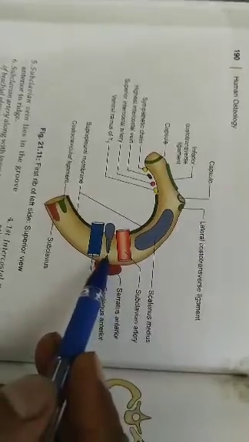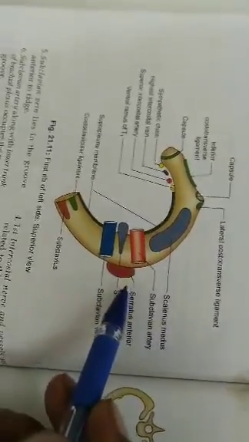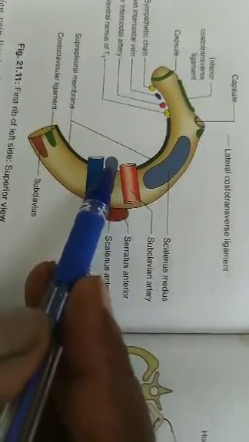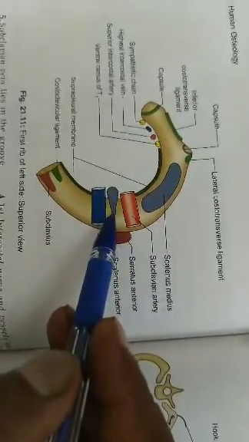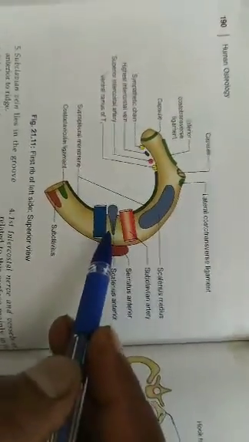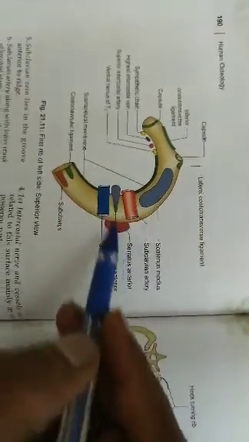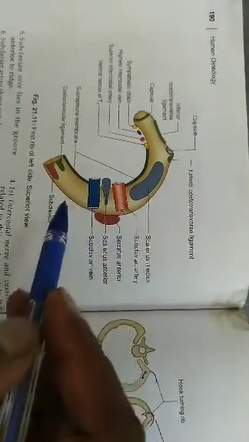In between the 2 grooves there is a ridge, and this ridge ends in a tubercle on the inner aspect of this border, that is called the scalene tubercle. So this scalene tubercle separates these 2 grooves, and it gives attachment to the scalenus anterior muscle. This is the scalenus anterior muscle.